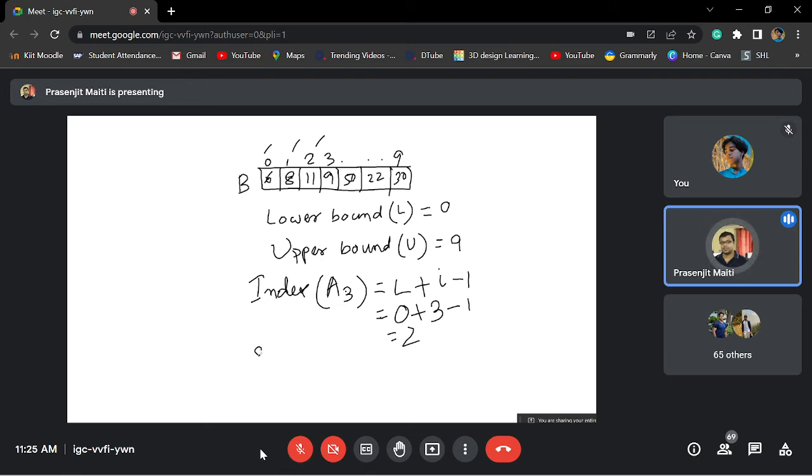Now, if you want to know the size of array B, how do you know it? Using L and U, which formula can we write? We want to know the size of the array. Sorry, the array name is B here. What is the size of array B?